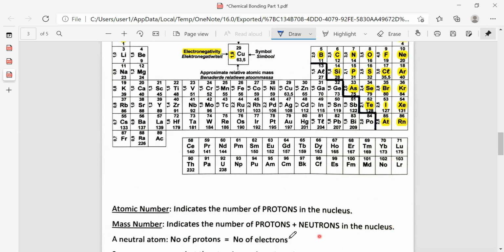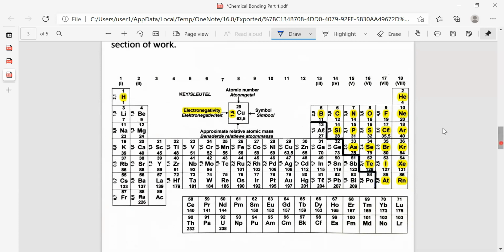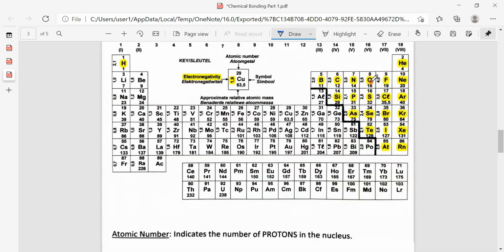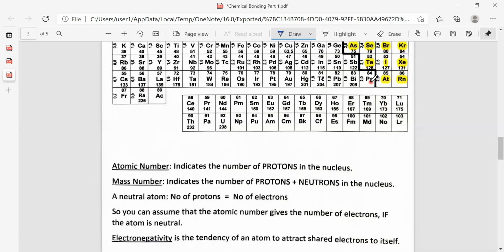A neutral atom will have the same number of protons as electrons. So oxygen has 8 protons, so it will have 8 electrons. Oxygen is in group 6, so of those 8 electrons, 6 are valence electrons. So 6 of oxygen's electrons are available for bonding. So you can assume that the atomic number, which is your number of protons, will give the number of electrons as well if the atom is neutral. If it is neutral, the number of protons equals the number of electrons.